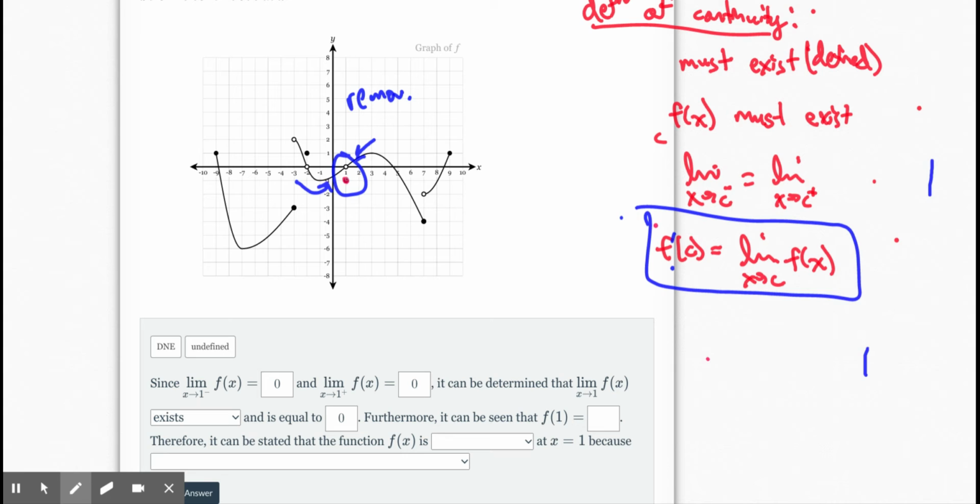However, it's at -1. So the first two conditions actually hold in this case. The limit exists, f of c is -1. However, it is discontinuous, or not continuous, at x equals 1 because the limit exists but does not equal f of 1. That would be our answer there.